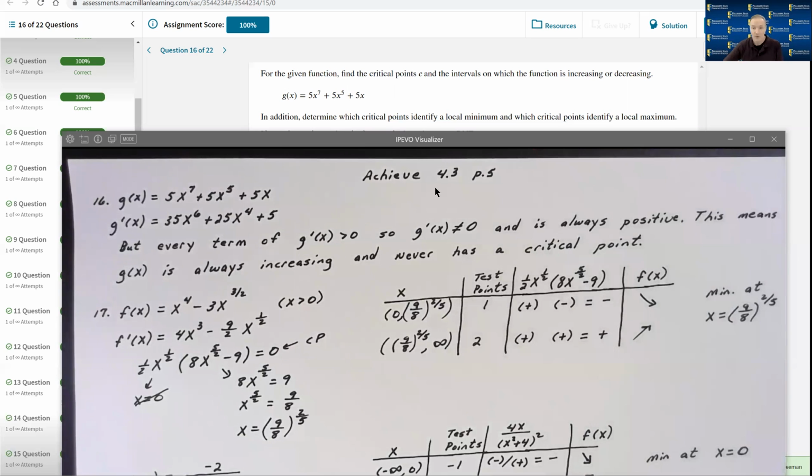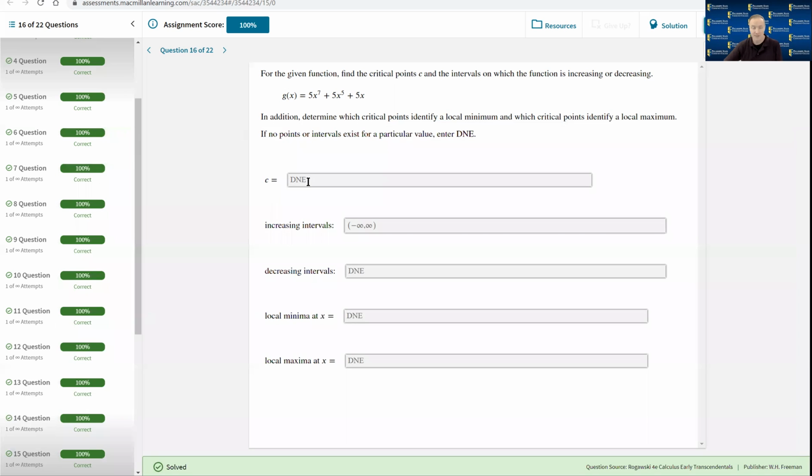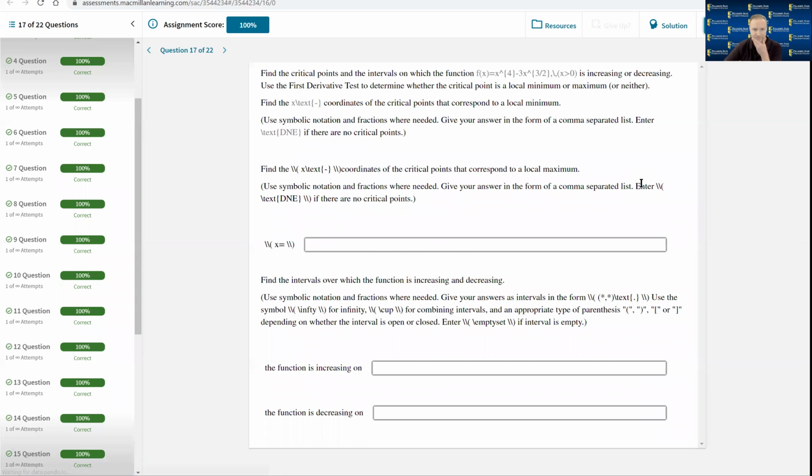And so now, whenever you're trying to answer the questions in this one, it just says, well, what are your critical points? D and E. There are none. When is it increasing? Always, from negative infinity to infinity. And then for the rest of them, it's never decreasing. There are no minimum. There are no maximum values. So D and E for all of those. A lot of D and E's are the examples on that problem.